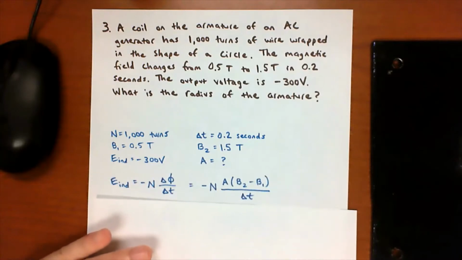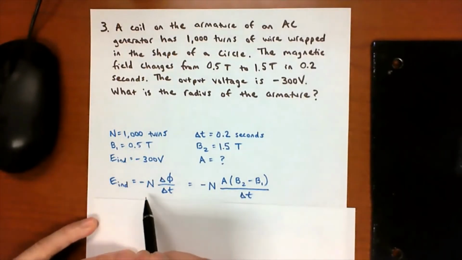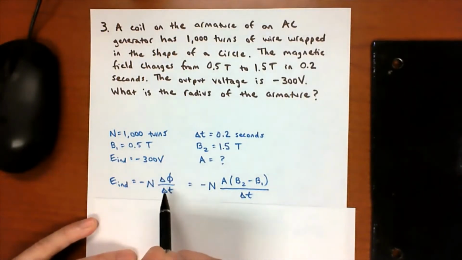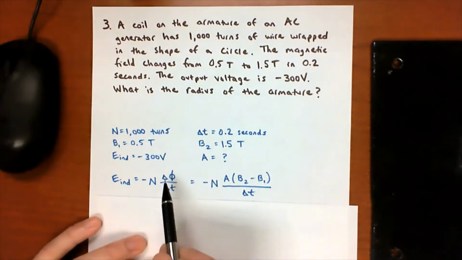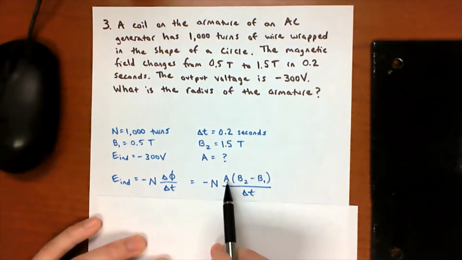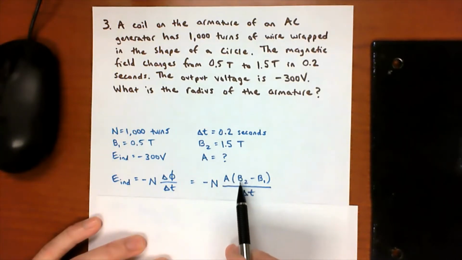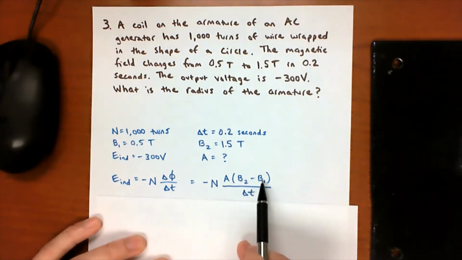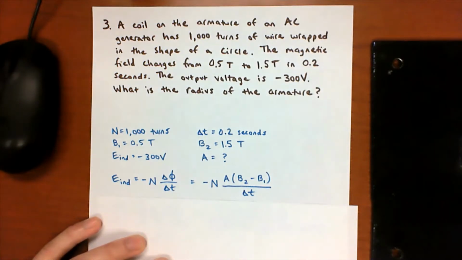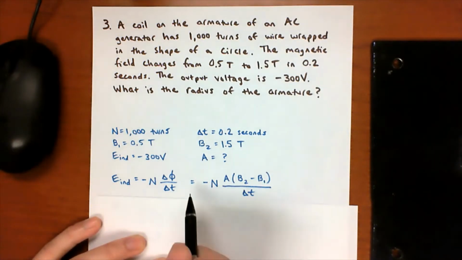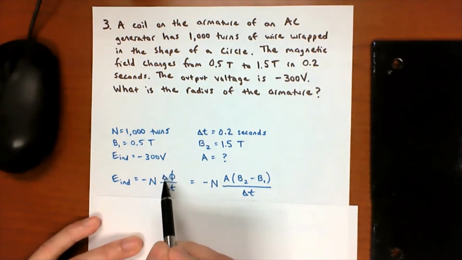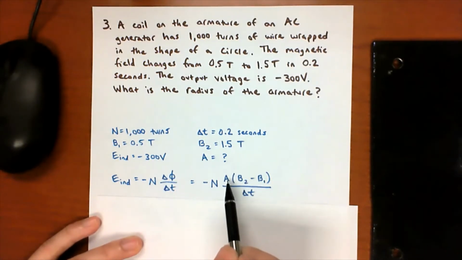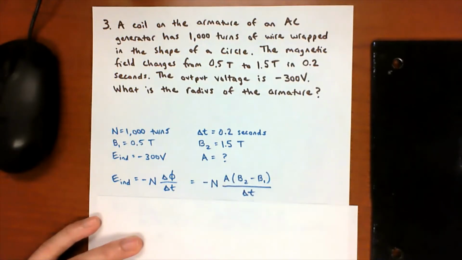So we can write down Faraday's law. Here's a basic Faraday's law equation. And we know that the change in magnetic flux is equal to the area of the armature times B2, that's the final magnetic field strength, minus B1, that's the initial magnetic field strength. So all I did from here to here is I expanded delta phi, change in magnetic flux, into this. Area times the quantity, B2 minus B1.